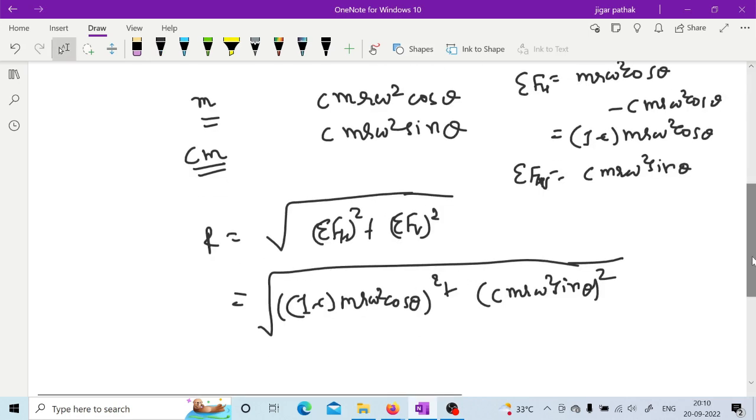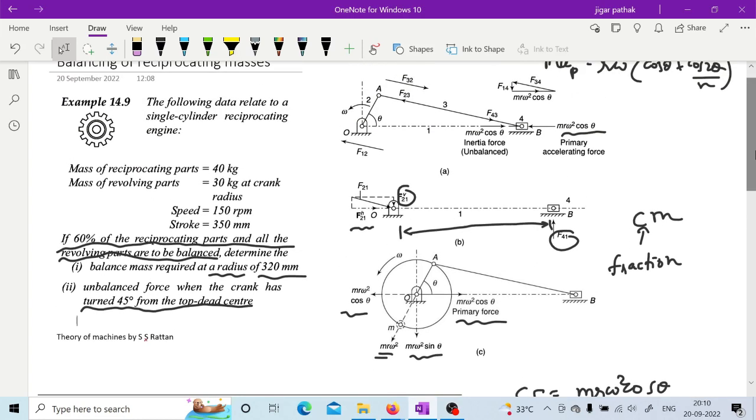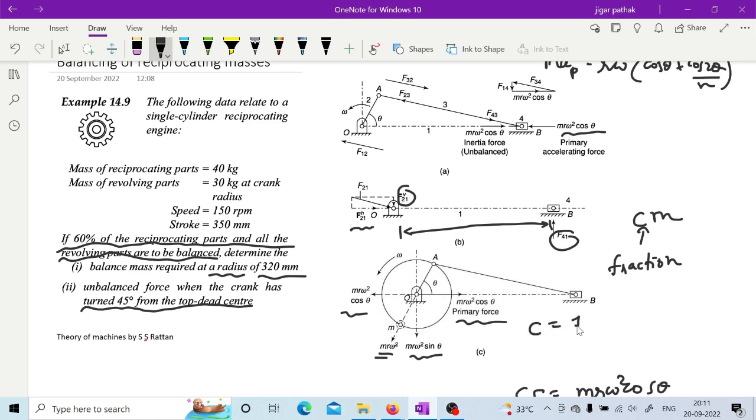Sir, maybe can you tell where this c came from? How did this fraction come about? See, this fraction has come into the picture because you cannot avoid the vertical component m r omega square sin theta when you are balancing the reciprocating component m r omega square cos theta. That is why instead of going for full balance, you are going for partial balance. Generally this value of c varies from 1 by 2 to 3 by 4. And you do not balance the full reciprocating mass, because otherwise this component is going to give vertical motion to this particular fulcrum.